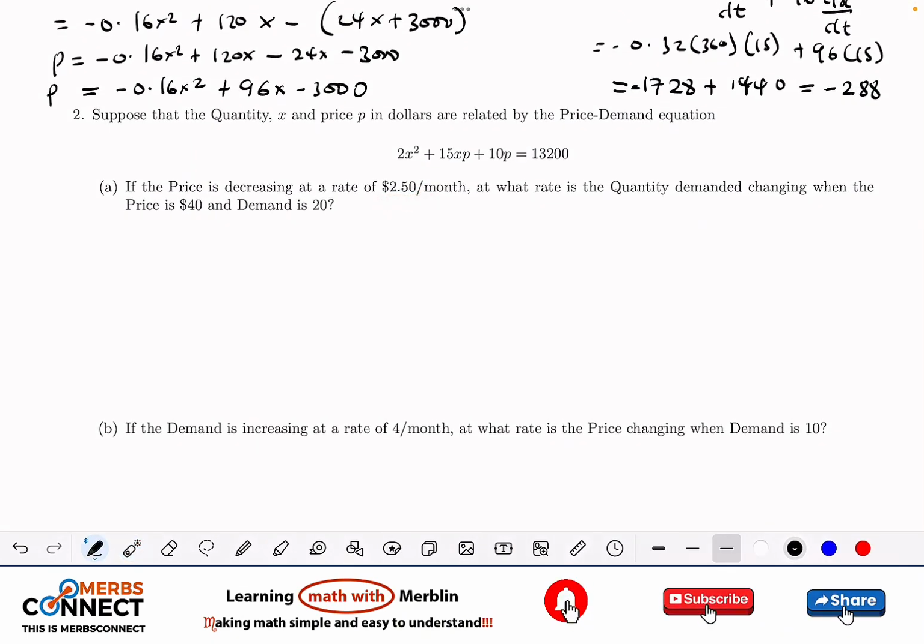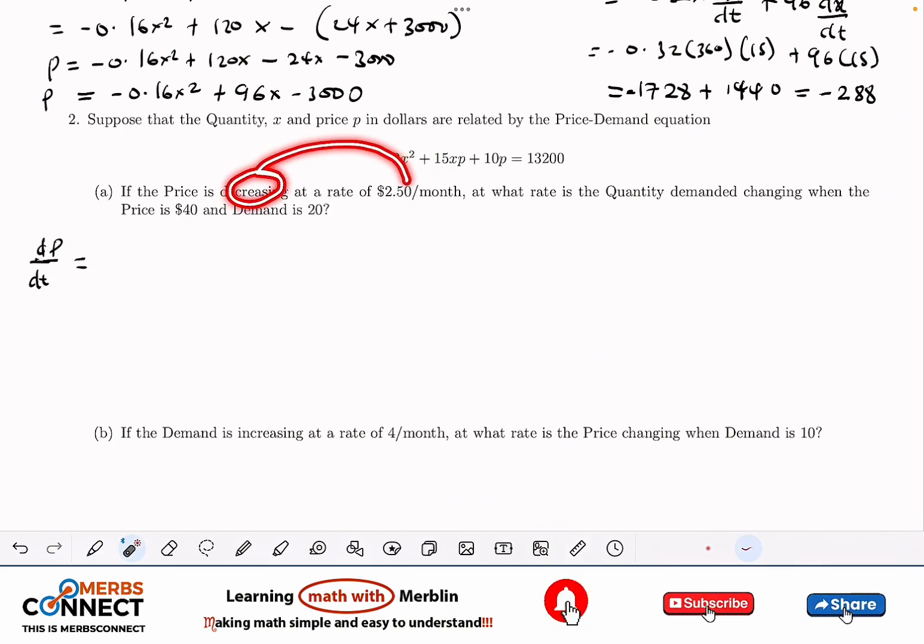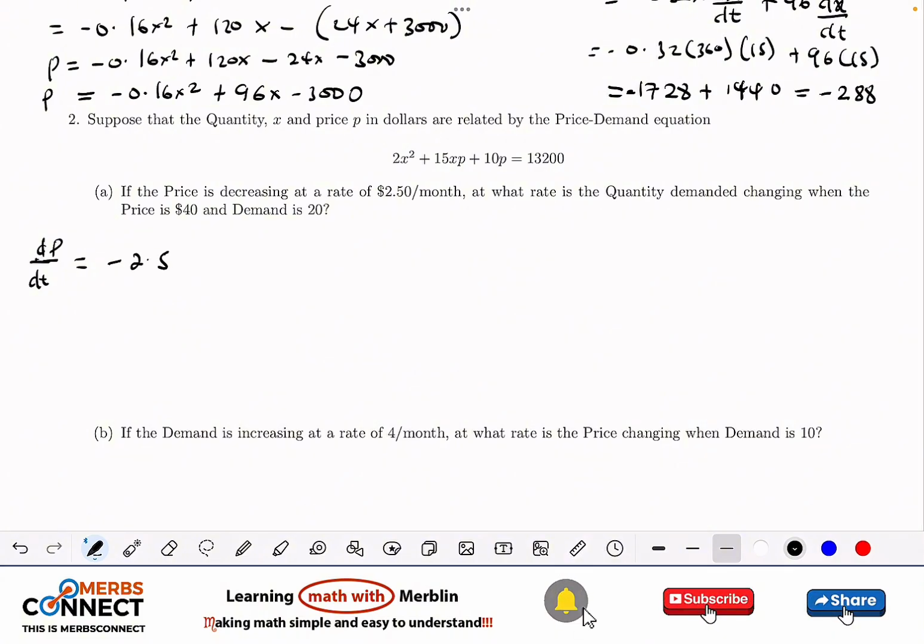So now let's extract information that we have here. It is decreasing. We know that the rate is going to be d over dt. But what is the rate with respect to? The rate is with price. So dp over dt is equal to that. And since it is decreasing, the 2.5 is affected, so we are going to have minus 2.5. So we have extracted one piece of information.